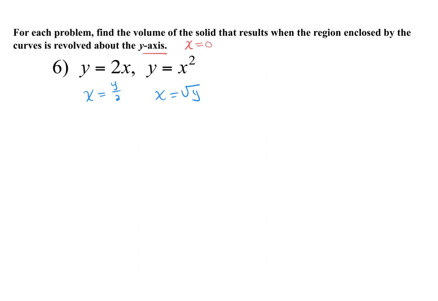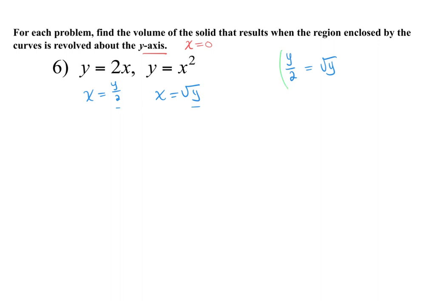This also did not give me any boundary lines, right? No boundary lines here. And so remember, I have to have boundaries in terms of y, right? And so I'm going to set these two equal to each other. I'm going to say y over 2 equals the square root of y. And I'm going to figure out where these intersect.